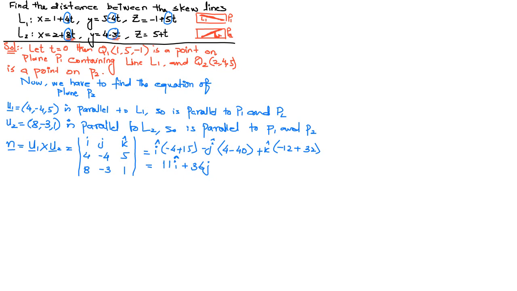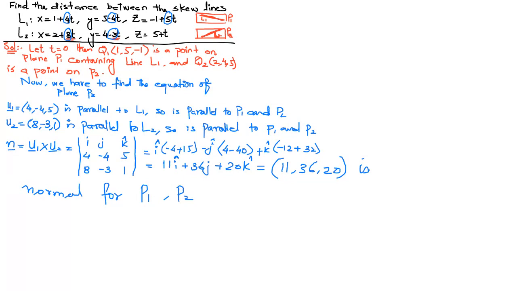So you can write this as 11, 36 and 20. This is the normal vector. When you have a normal vector, it is normal for both planes, plane 1 and plane 2.